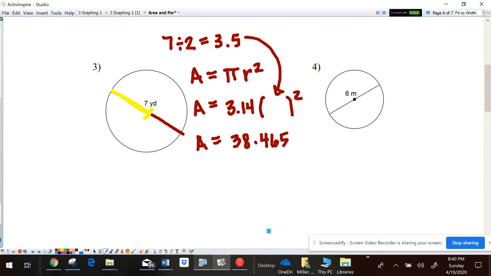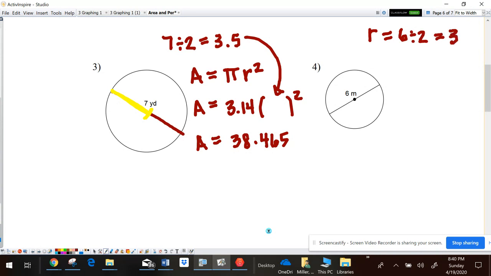All right, good job. Again, I have a circle. Is the 6 meters the radius or the diameter? That's right, it is a diameter, so I need to find the radius. If you look at how we did number 3, tell me what the radius of this circle would be. That's right, we would take 6, divide it by 2, and that would give me 3.